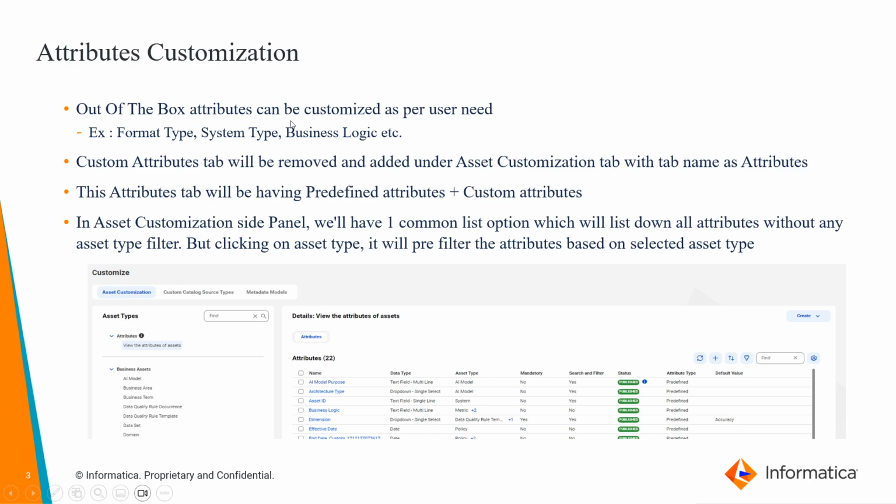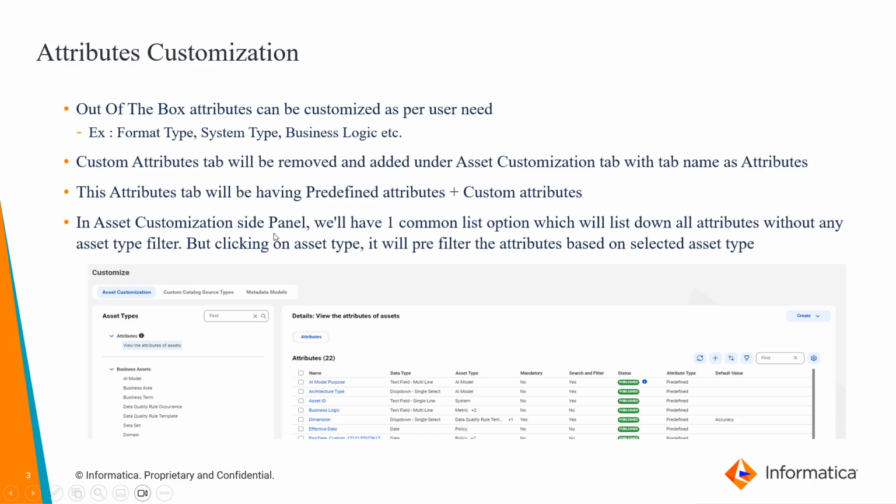Out of the box attributes can be customized as per the user need. Out of the box attributes are, for example, format type, system type, business logic for various assets. From the April release, the custom attributes tab will be removed, and under the customization, an asset customization tab will be available with the name attributes. This attributes tab will have the predefined attributes and custom attributes.